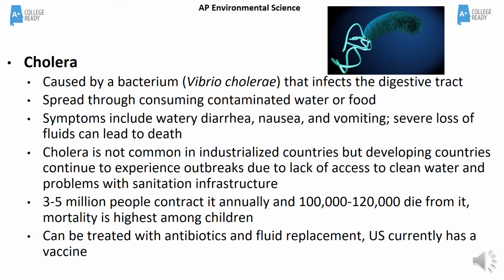Cholera is caused by a bacterium called Vibrio cholerae that infects the digestive tract. It is spread through consuming contaminated water or food. Symptoms include watery diarrhea, nausea and vomiting, and severe loss of fluids that can lead to death. Cholera is not common in industrialized countries, but developing countries continue to experience outbreaks due to lack of access to clean water and problems with sanitation infrastructure.